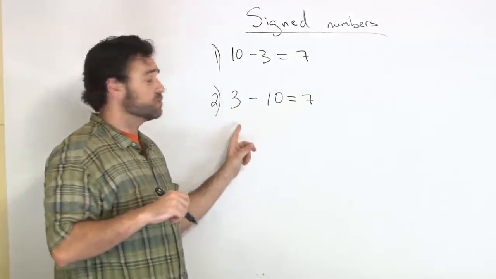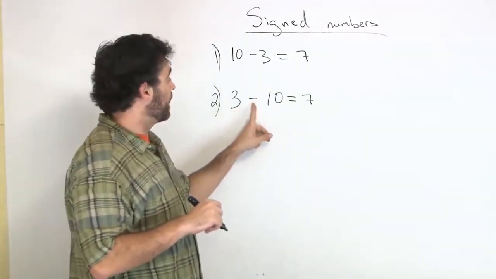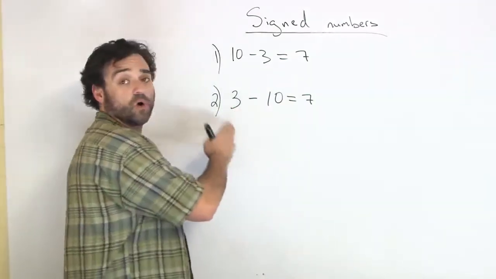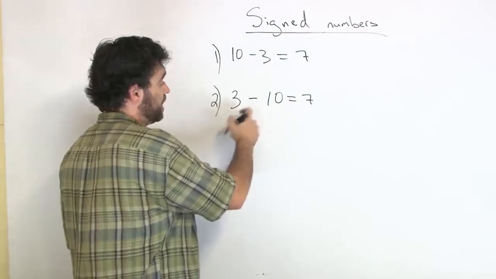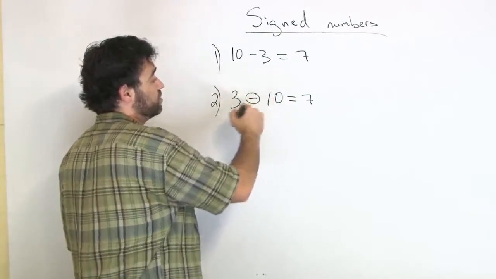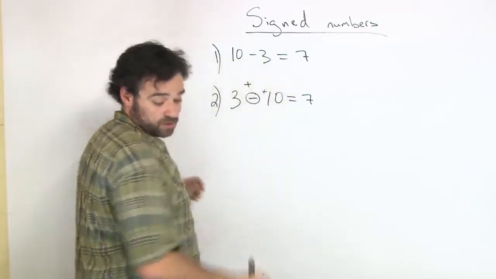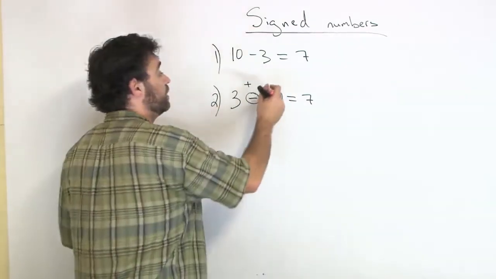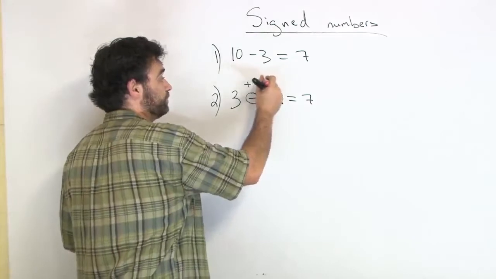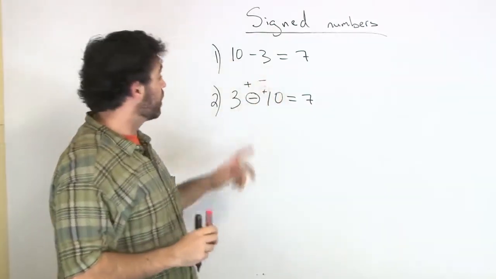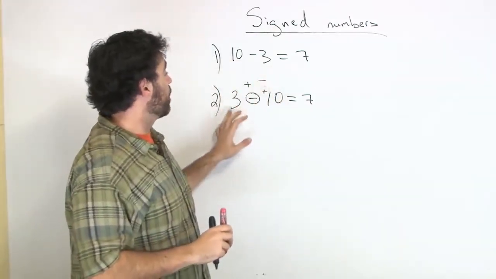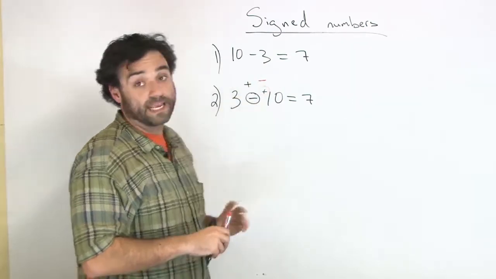So when it comes to this one right here, I have 3 minus 10. We're going to do what we call keep, change, change. We're going to keep the sign of this. We're going to change that subtraction to a plus. This was a positive, so I'm going to change it now into a negative. So now what I'm doing is adding a positive number to a negative number.